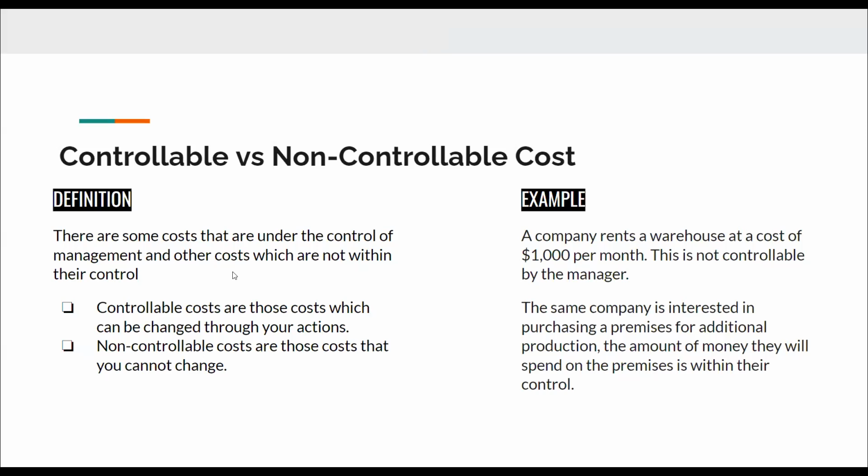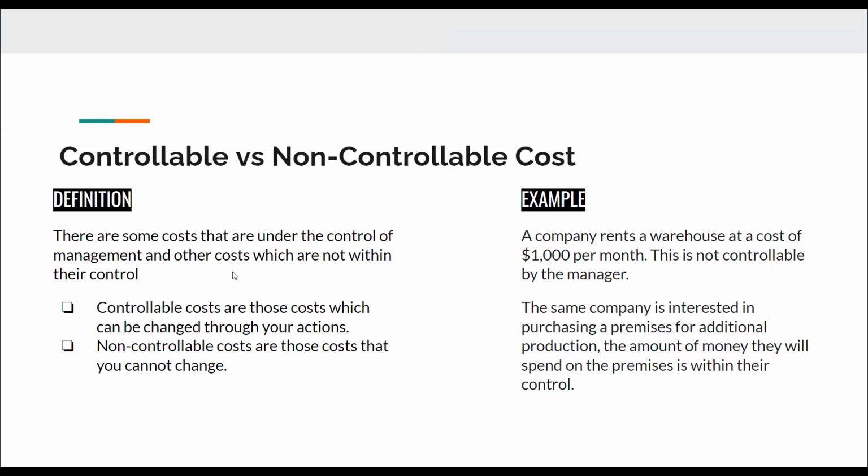All right, so the other cost classification we're going to look at is controllable and non-controllable costs. So we just got through relevant and irrelevant, otherwise known as avoidable and unavoidable. Now we're going to talk about controllable and non-controllable costs. So there are some costs that are under the control of management and others that are not really within their control. When we talk about controllable costs, we're talking about those that could be changed based on your actions. Non-controllable costs, you can't change them. You're going to incur them regardless.